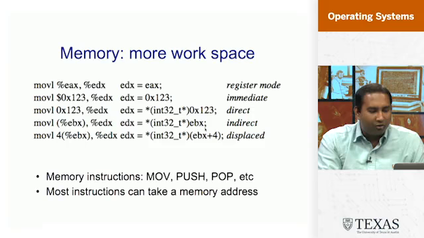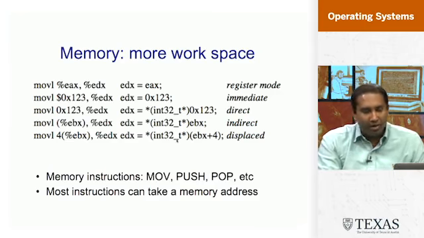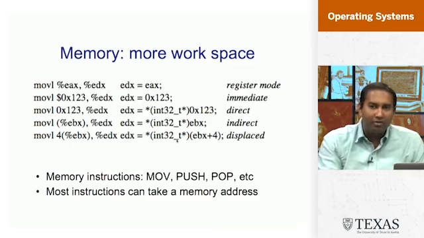And finally, you also have relative displaced mode. So for example, EBX is 124. Add 4 to 124, or whatever is in EBX, and fetch the address from there. This is useful because a lot of the stuff that we do is relative. We won't be dealing with absolute addresses, but rather with relative addresses a lot in our programs.